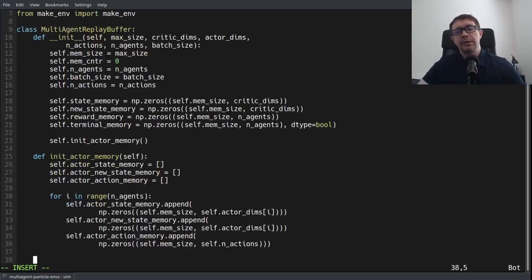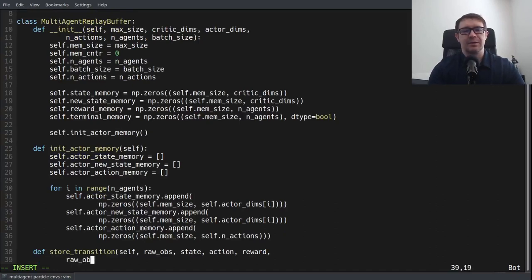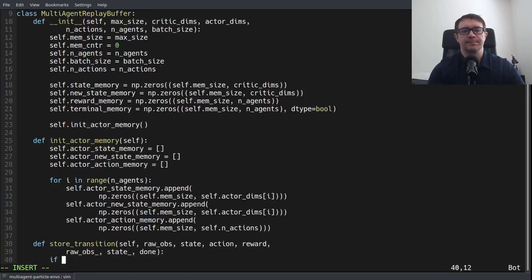Alright, now we need our function to store a transition in our memory, so we'll say def store transition. We will need to pass in a raw observation because we have to pass in the stuff for the critic, which takes the observations of all of our agents. We will need a state, which is going to be the flattened combination of all the observations, for the critic. The raw observation is for the actor memory. Like I said, a lot of strands to keep straight in old Deuter's head. We'll need a new state raw observation, a new state, and our terminal flag.